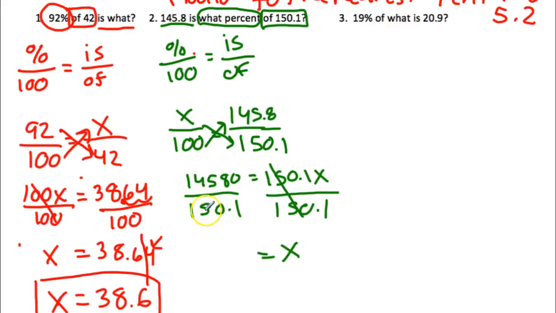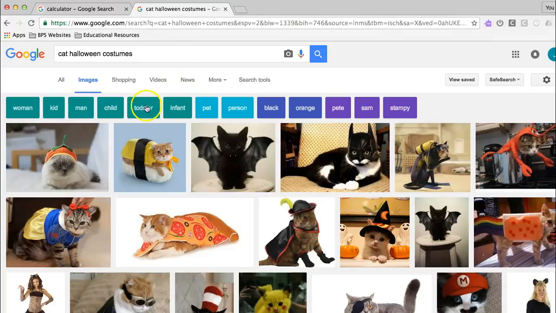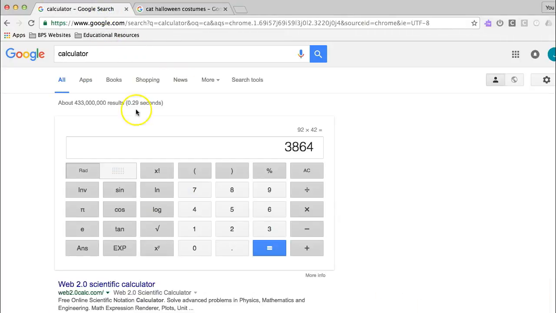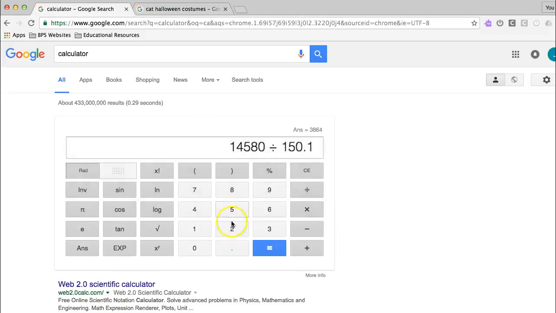All right, let's do this in our head. Just kidding. Let's put that in a calculator. So 14,580 divided by 150.1. Oh, this is awkward. All right, what did I say? 14,580 divided by 150.1. Is that right? 14,580 divided by 150.1. Perfect. Okay, that equals, ooh, look at that number. I got 97.13524... I'm going to copy this number.